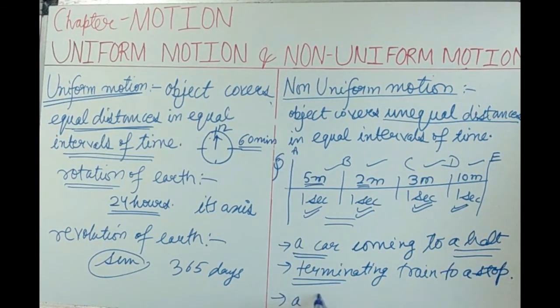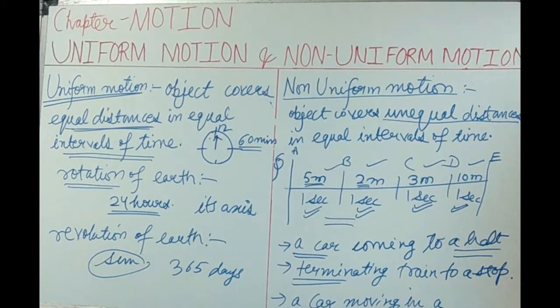A car moving in a crowded street. That is also an example of non-uniform motion. What other examples can you quote? A person jogging in a park. Initially, when he is full of energy, he is energetic, he completes more rounds. And after that, when he gets tired, his energy becomes low and he moves with lesser speed. So all these are examples of non-uniform motion.